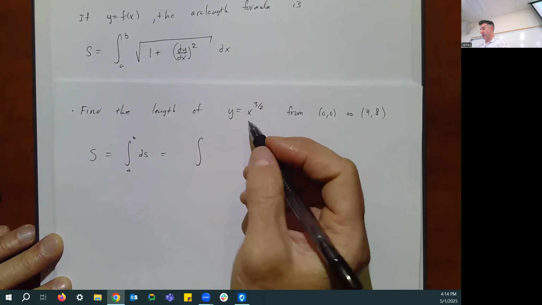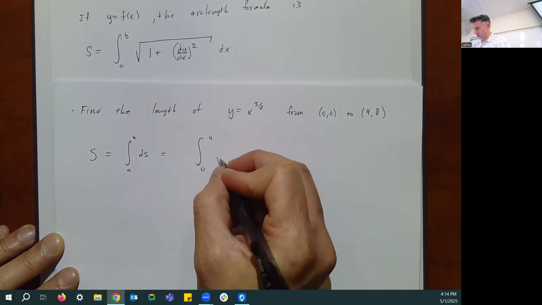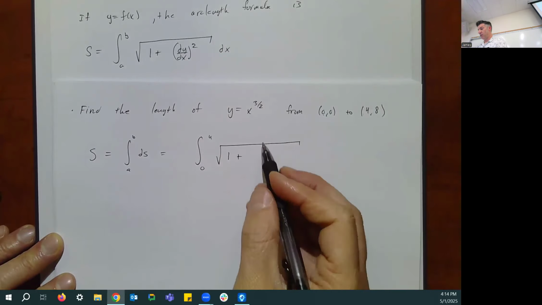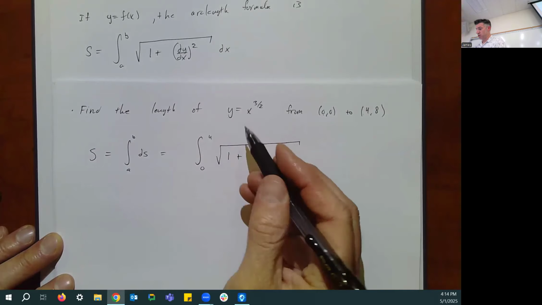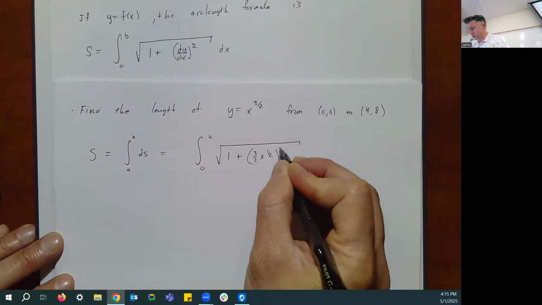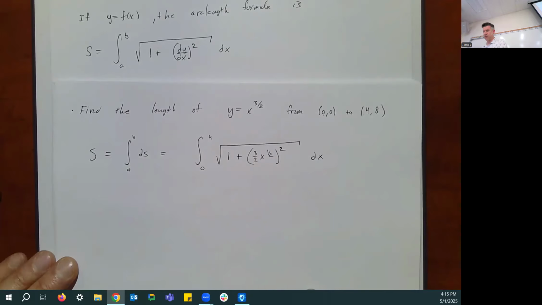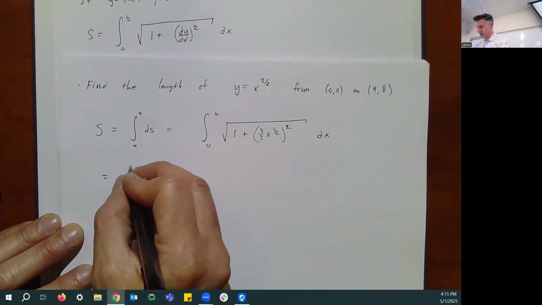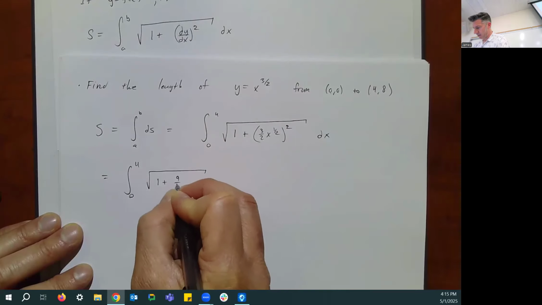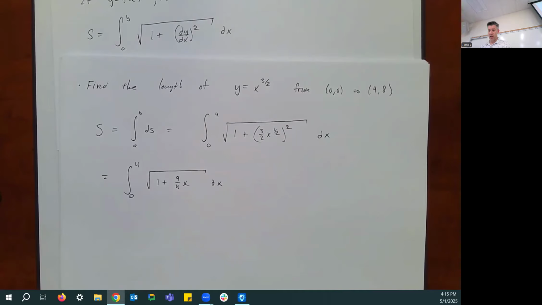So this is going to be the integral. Since we're doing things in terms of x, it's going to go from 0 to 4. And it's going to be the square root of 1 plus the derivative of my function, so 3 halves times x to the 1 half, squared, dx. Okay, that's not so bad. So rewriting that, it's going to be the integral from 0 to 4 of the square root of 1 plus 9/4 x dx.